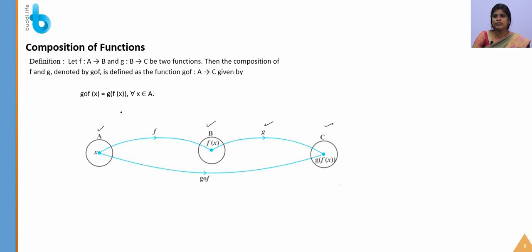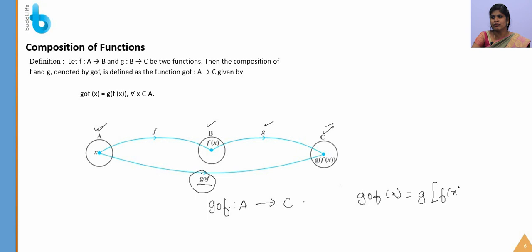Then g∘f, or g composite f, is the function from A to C, where the domain of g∘f will be A and the codomain will be C. So g∘f, that is g composite f, is a function from A to C, and this (g∘f)(x) is defined as g(f(x)) for all x belonging to A. This x should definitely belong to the domain A. So this is the composition of functions.